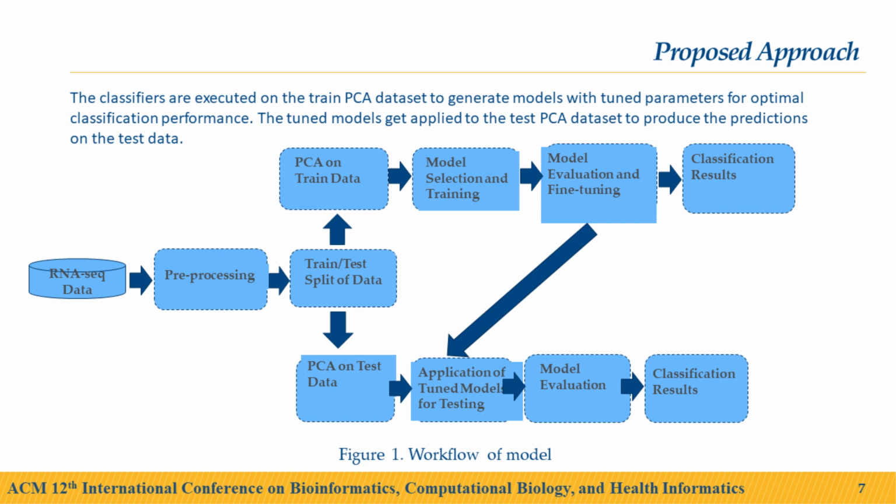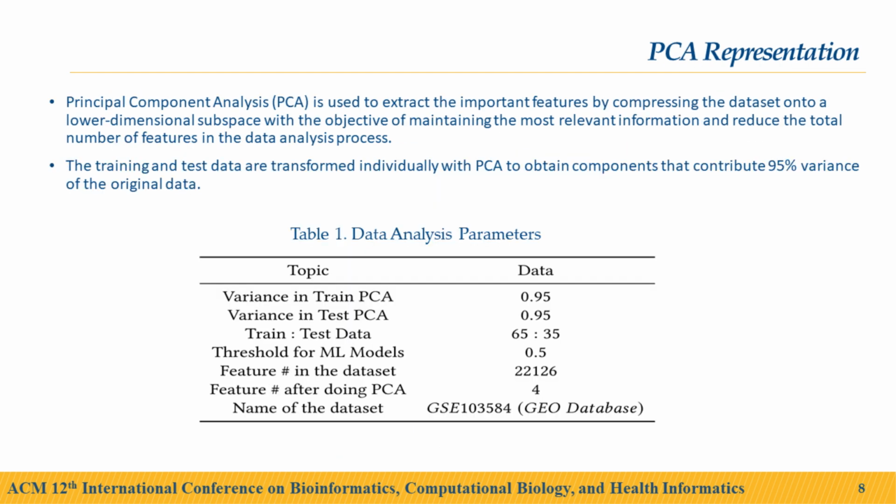On the training set, we performed hyperparameter tuning using grid search and evaluated model performance with 10-fold cross-validation. We trained and compared 9 classifiers: 5 classical models, logistic regression, SVM, naive Bayes, KNN, decision tree, and 4 ensemble methods, random forest, XGBoost, bagging, AdaBoost. Finally, the optimized models were applied to the transformed test set to evaluate their real-world diagnostic performance using metrics such as accuracy, AUC, and F1 score. PCA reduced the 22,126 gene features to just 4 principal components, explaining 95% of the variance.